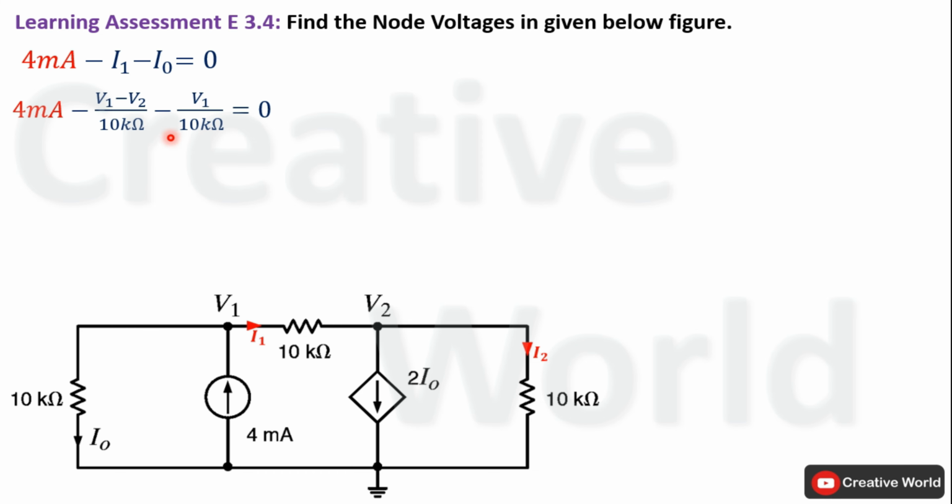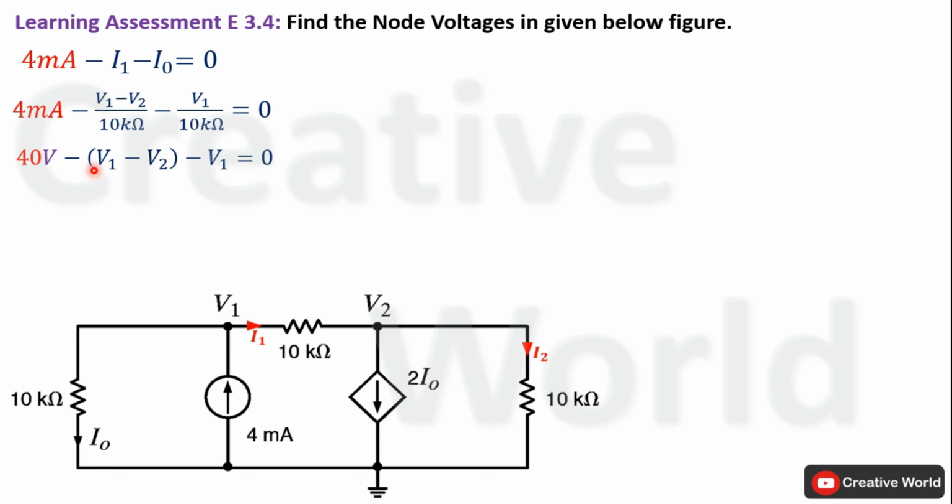In order to omit denominator values, we will multiply this equation on both sides by 10 kilo ohm. The product of 10 kilo ohm and 4 milliampere will result in 40 volt. Milli will cancel out with K. And here the product of 10 kilo ohm and (V1 minus V2) divided by 10 kilo ohm will result in V1 minus V2. The 10 kilo ohm will cancel out with the 10 kilo ohm in the denominator. And the same case will be here, only V1 will be left.